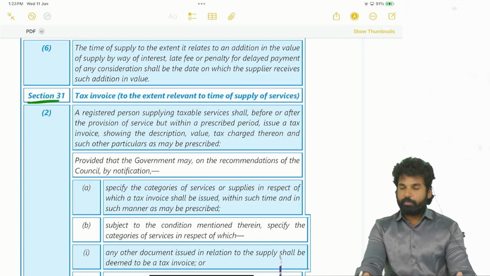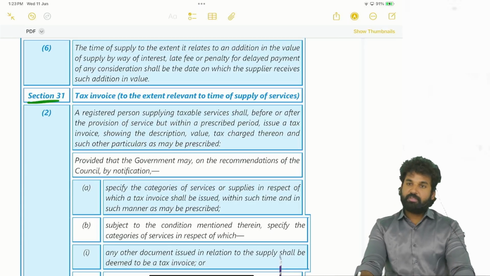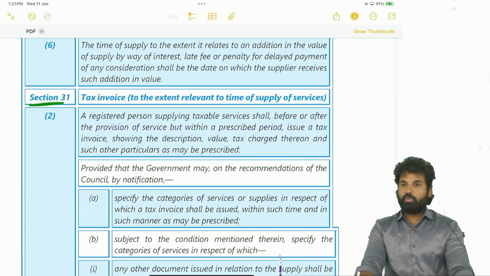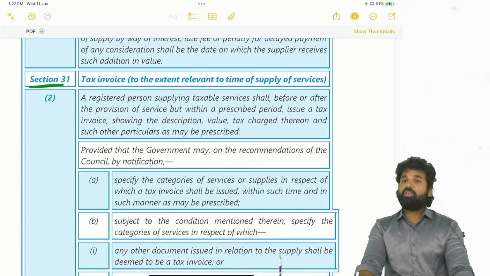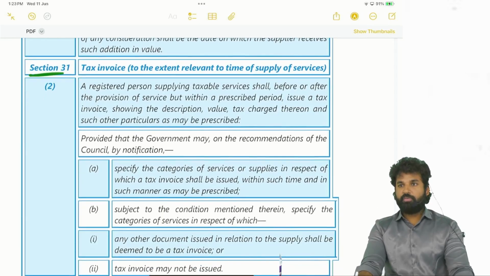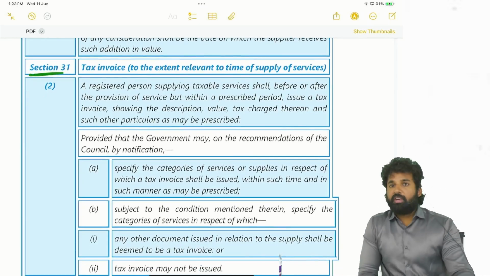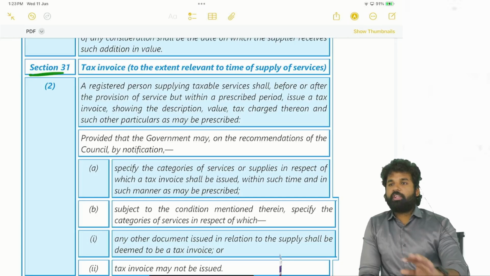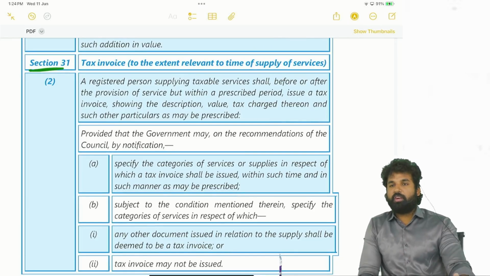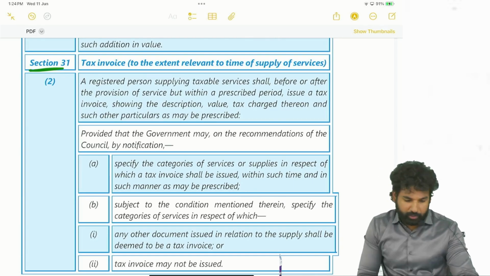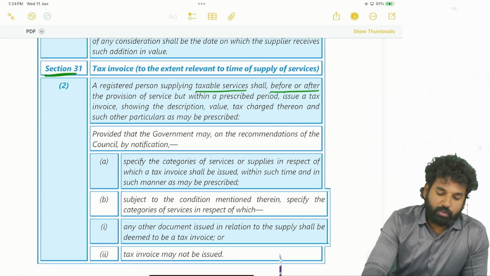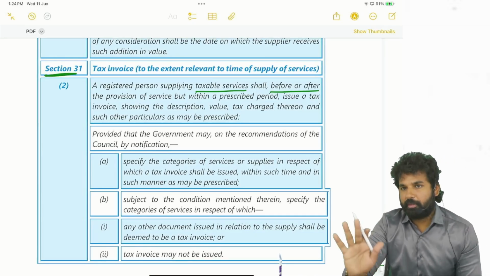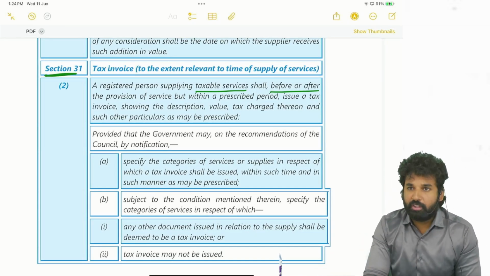So just like goods, in case of services also we need to talk about the tax invoice due date, and in cases of continuous supply of services also. For services, we cannot have sale on approval basis. Correct? For services we cannot have sale on approval basis. Okay. So a registered person supplying taxable services shall before or at the... see, in the provision as per the section nothing will be there.